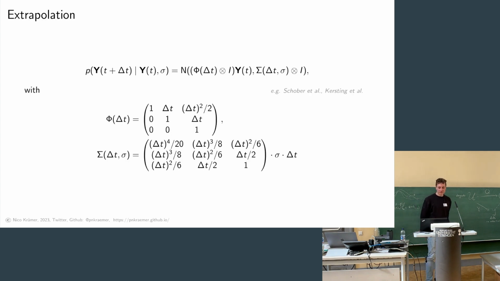Okay, so let's move from initialization to the first extrapolation. On an earlier slide, I showed that the conditional distribution of this big state vector bold y at t plus some time increment, given the previous state, has this affine Gaussian noise transformation with phi and sigma. And phi and sigma are these Taylor coefficient matrices and this symmetric Hankel-style matrix here.